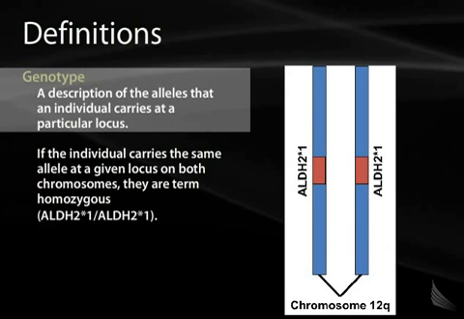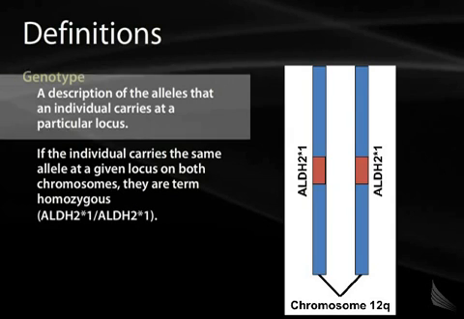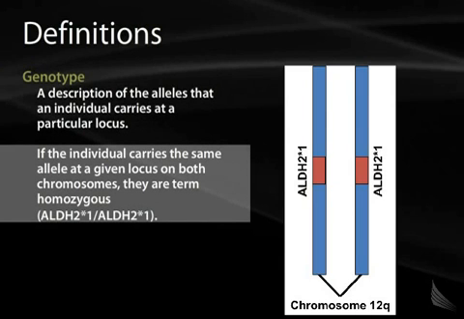A genotype is a description of the alleles that an individual carries at a particular locus. Using our aldehyde dehydrogenase gene again for an example, if the individual carries the same allele at a given locus on both chromosomes, then we call them homozygous. So here we see chromosome 12, the Q arm, which is the location of aldehyde dehydrogenase, and this particular individual has ALDH2-1 on both chromosomes. Therefore, they would be homozygous for this gene.